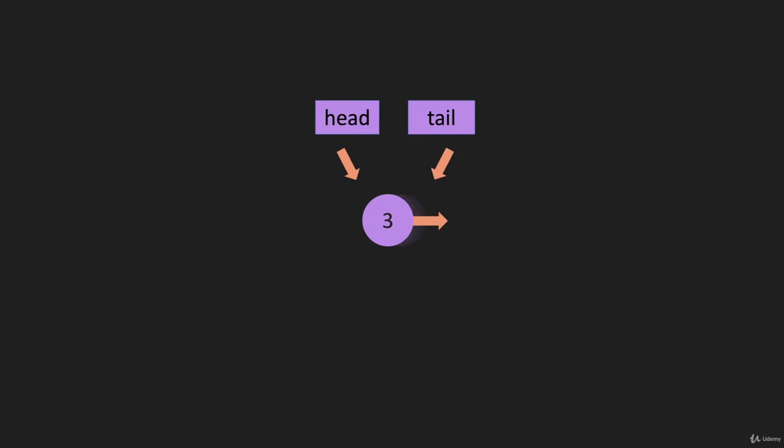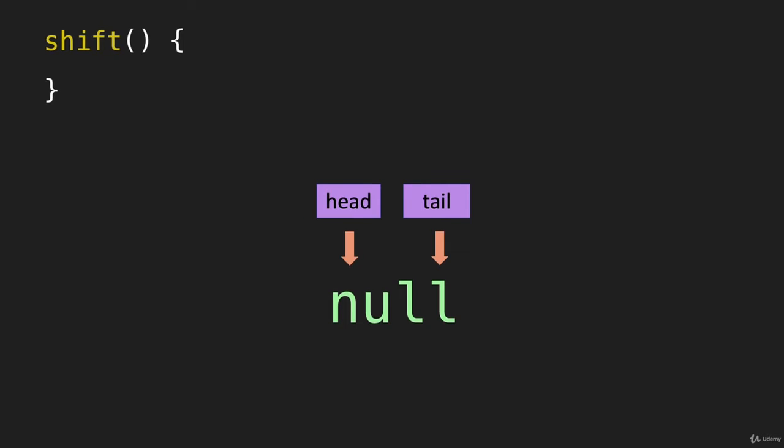The first one being if we only have one item in the linked list, and the other one being if we don't have any items in the linked list. So if you want to code this, go ahead and pause the video here and give it a shot. Okay, so we'll start our code out like this.